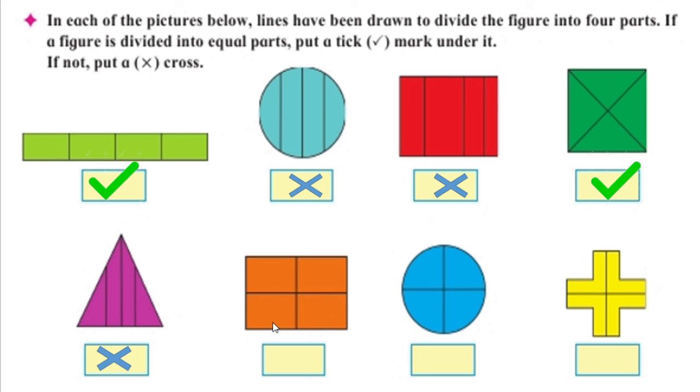Here this figure is exactly divided into 4 parts, so we will put right mark. Yes, this circle, we know this is showing quarter parts, so right mark. Yes, this figure also is divided into 4 equal parts, so right mark. Correct? This is in your textbook. Please go through this and put the proper marks in the boxes. Okay?